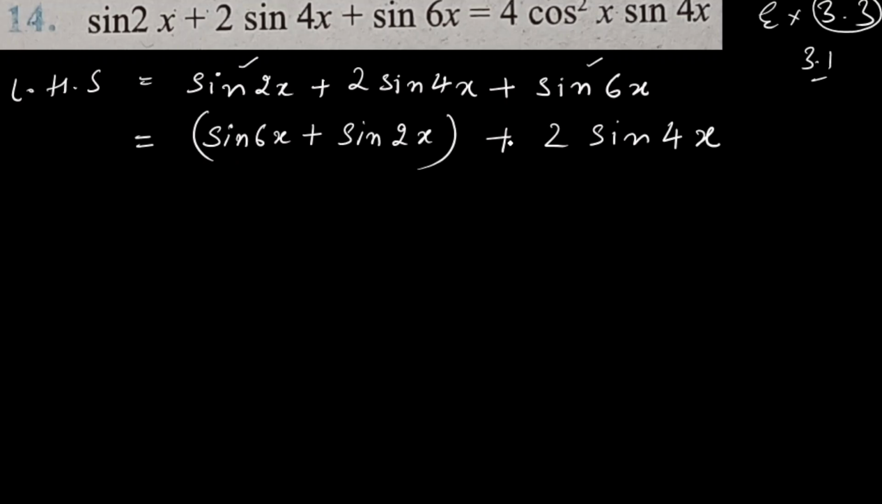Why am I writing it separately? Because it's 2 times sine. Because in any of the formulas we have sine x plus sine y, so 2 is not there. So that's why I paired sine 6x and sine 2x. So we have done this formula, sine x plus sine y.